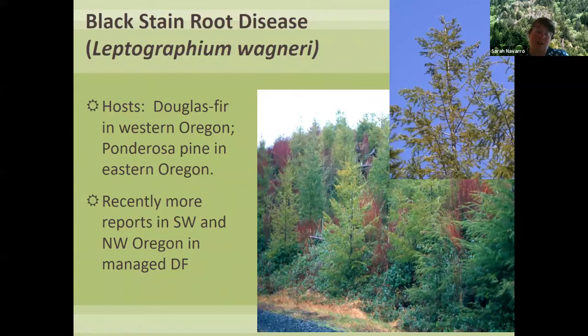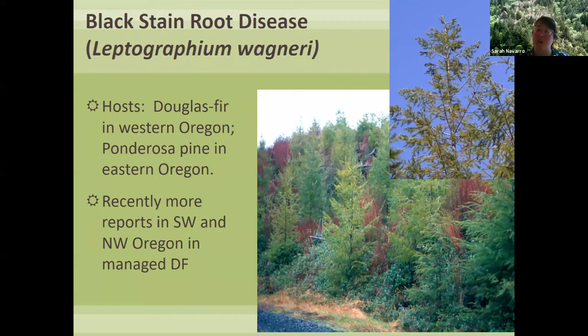This fungus can spread by root-to-root contact, but it's also spread by insects. The insects can be root-feeding weevils, root-feeding bark beetles, as well as one flying bark beetle. There can be long-distance dispersal of this root disease via those insects, but a lot of times the most damage we see from black stained root disease is along the edges of stands.